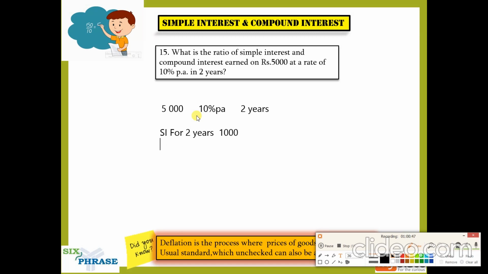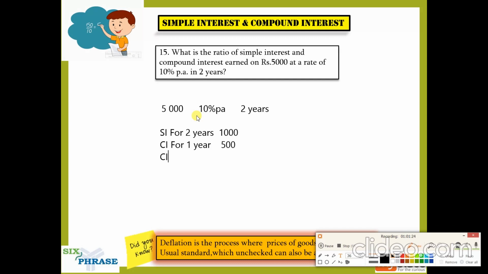Okay, now CI for 2 years, guys. What do you think will be the CI for 2 years? SI for 2 years is 1,000. CI for 2 years, how will you calculate it? 10 percentage of 5,000 is 500. So let us do it year by year. CI for 1 year will be 10 percentage of 5,000, it will be the same, right? CI for 1 year will be 500, because 10 percentage of 5,000 is 500.